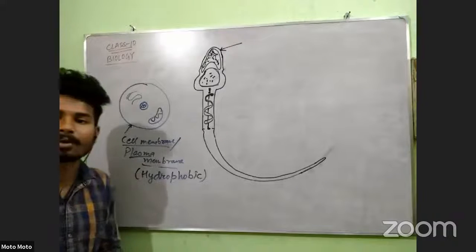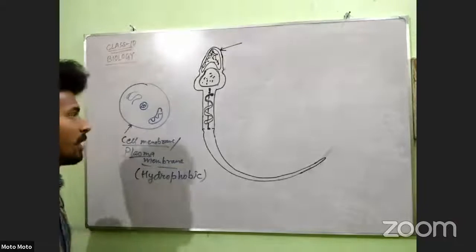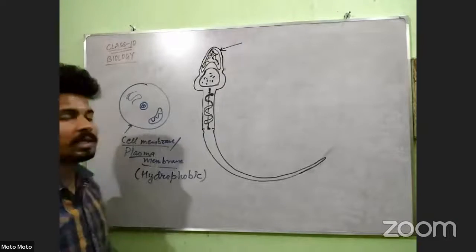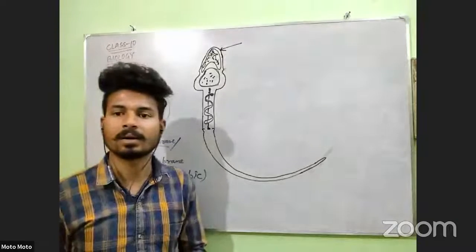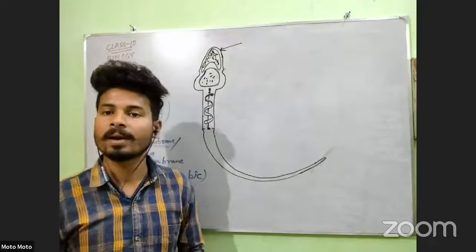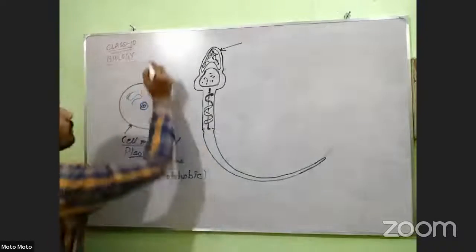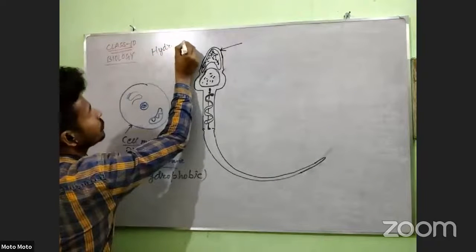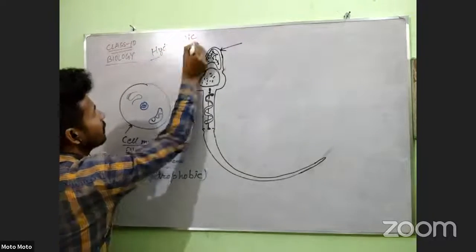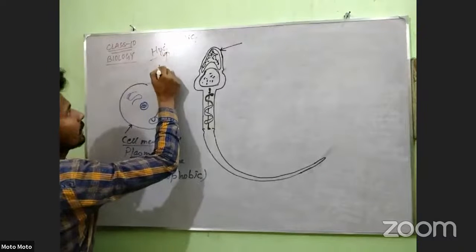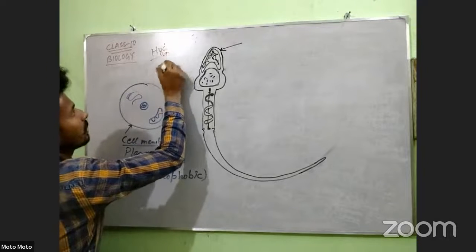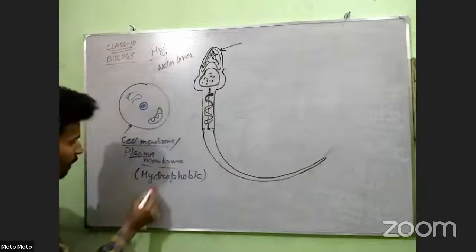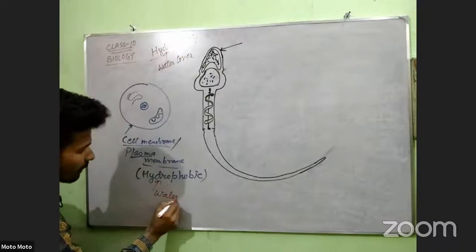Since the plasma membrane also hates water, it is said to be hydrophobic in nature. And for the water lover, that which allows water to come into it, we use the word hydrophilic. So please keep these two words in your mind. Hydrophilic is the word for water lover, and water hater is hydrophobic.